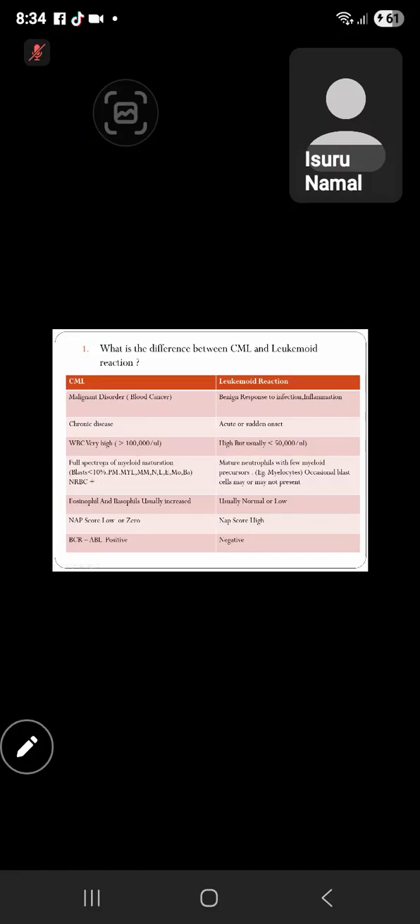Then in CML, you can see the full spectrum of myeloid maturation, as I told previously: blast cells less than 10%, promyelocytes, myelocytes, metamyelocytes, and all other mature cells with NRBC. That is called the full spectrum of myeloid maturation. But in leukemoid reaction, there are mature neutrophils with few myeloid precursors, for example myelocytes, and blast cells may or may not be present. In CML, eosinophils and basophils usually increase, but in leukemoid reaction they are usually normal or low, right?